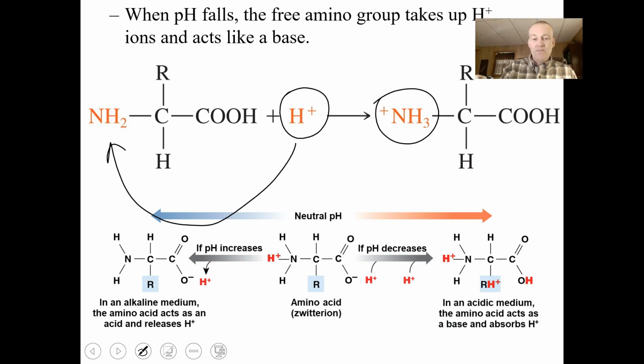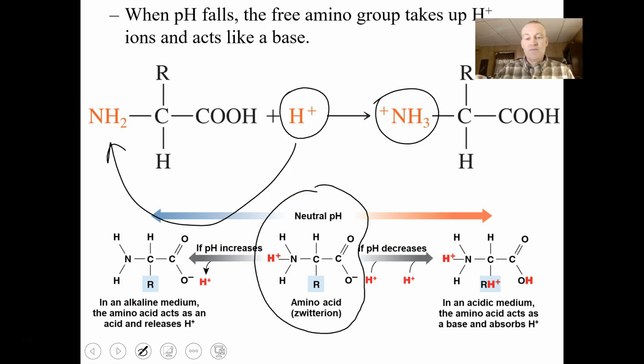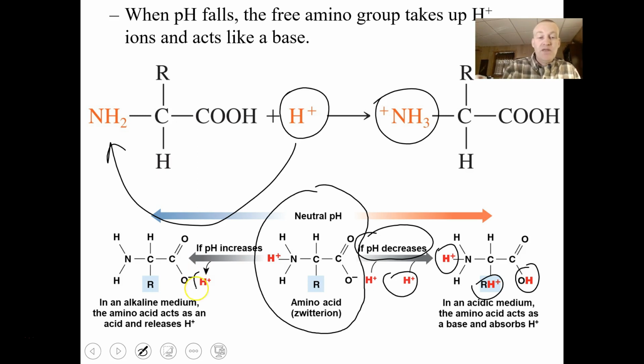So an amino acid can be in a neutral state. It's called a zwitterion at a neutral state. And if pH increases, you can take those hydrogen ions and put them on the carboxyl group, the amino group, or the R group. So you can take hydrogen ions out of circulation. If pH decreases, you can release hydrogen ions from that amino group and from the carboxyl group. That helps to buffer the pH.